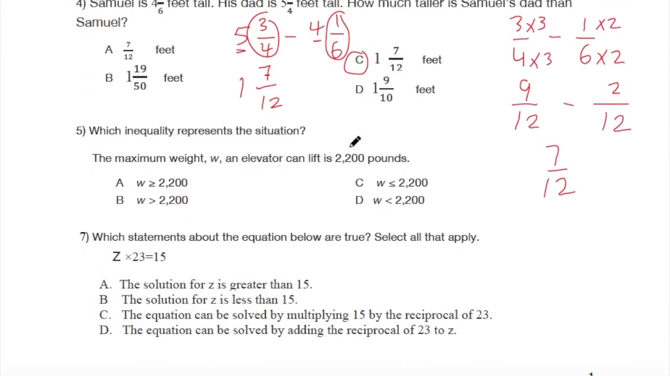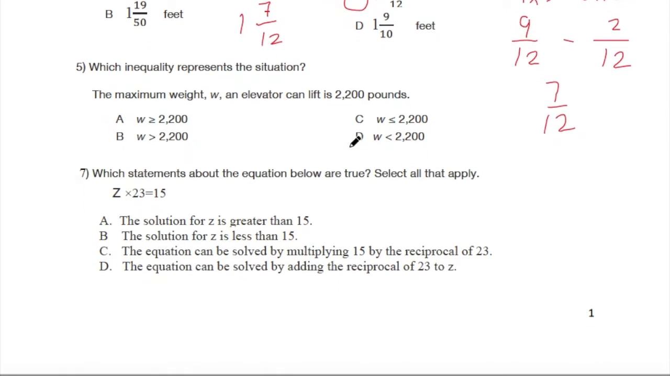Next question. Which inequality represents the situation? The maximum weight W an elevator can lift is 2,200 pounds. The maximum weight means at most, and at most, as we know, is less than or equal, and at least is greater than or equal. So the answer will be W less than or equal to 1,200.